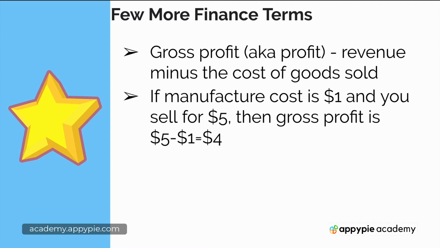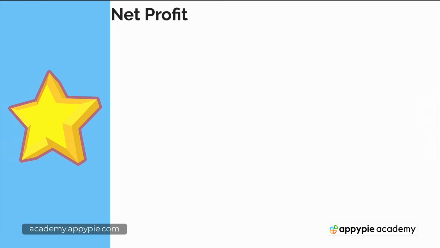You're not counting taxes, you're not counting your marketing costs, you're not counting any of that, right? It's just whatever you sell for minus how much it costs to make. So this is the first basic calculation. Now let's talk about net profit. We just talked about gross profit. Net profit is something different.